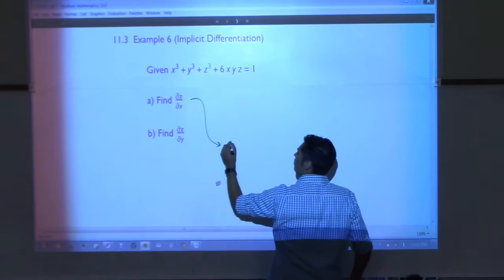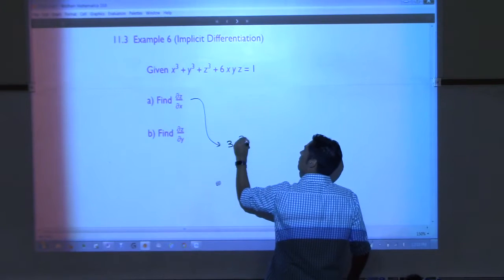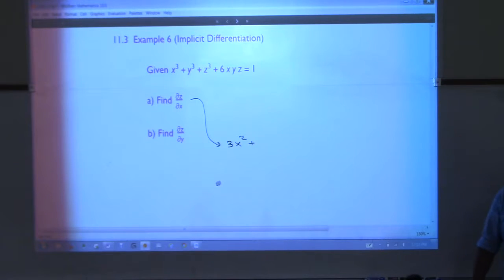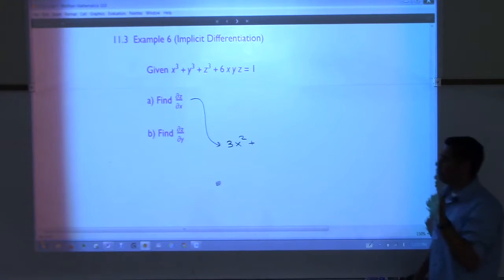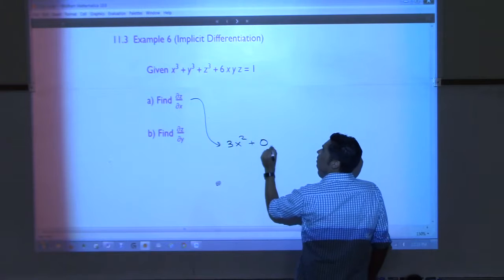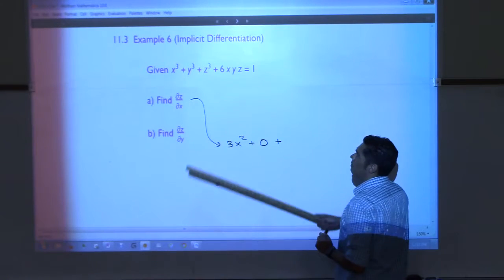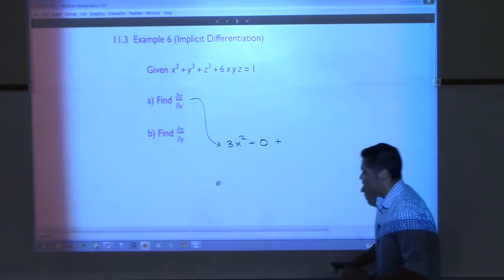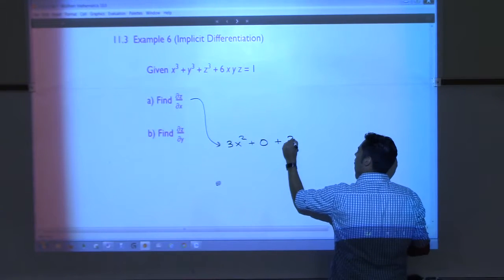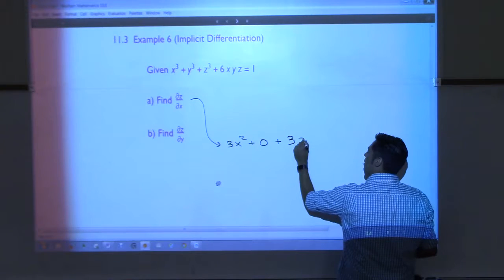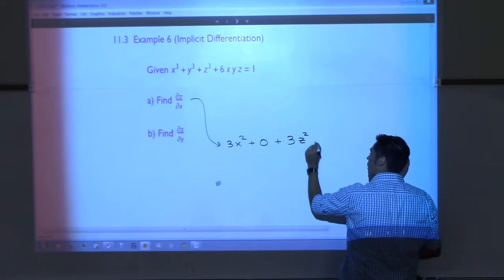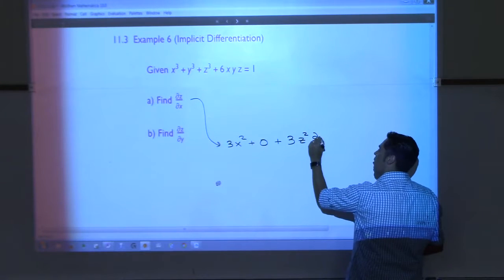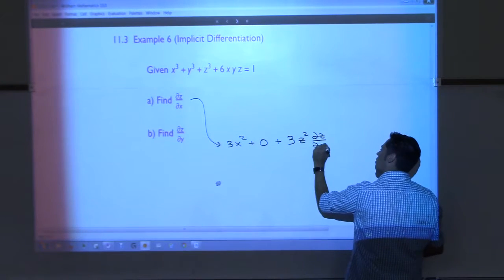So derivative of x cubed is 3x squared, plus what's the derivative of y cubed? 0, right? Because I'm holding y constant, because this is a partial derivative with respect to x. Plus derivative of z cubed. Be careful here. 3z squared, then dz dx, but I'm going to use partial z with respect to x.